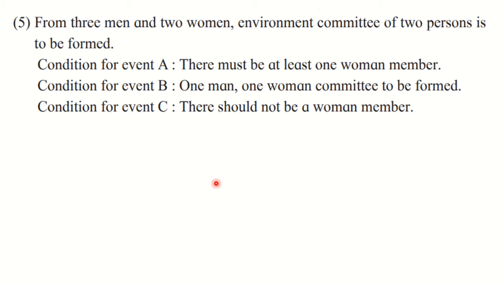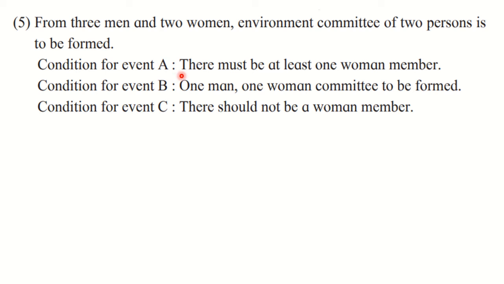Let us go towards the next question, that is question number 5. From 3 men and 2 women, an environment committee of 2 persons is to be formed. Okay, so from here we have to write down the sample space. 3 men we will take as M1, M2 and M3, and 2 women we will take as W1 and W2. As we have written there in the practice set 5.2, there we were having boys and girls. Similarly, you are going to write down the sample space here. In place of boys now men are given, and in place of girls now women are given. And 3 conditions are given.